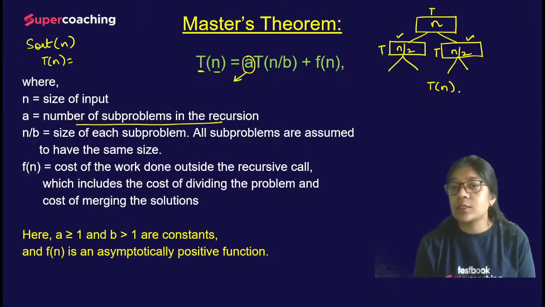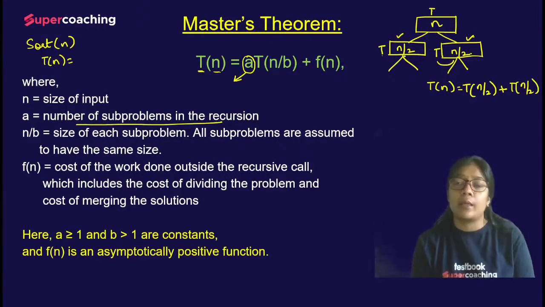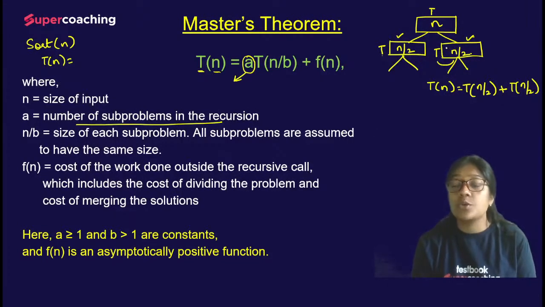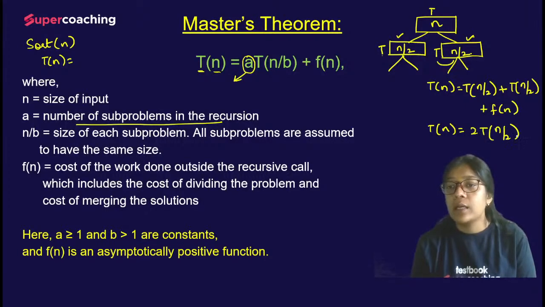So to find the solution of T of n, we need to find the solution for the first sub problem, the solution for the second sub problem, and then some additional time is required, might be for merging the solutions of these two problems, or for dividing the problem into the sub problems. I'm representing this with the term f of n. This is some additional time. So we can write T of n is equal to 2T n by 2 plus f of n.